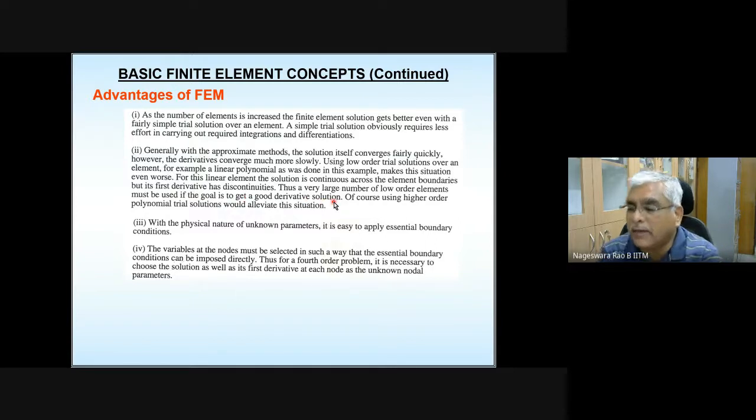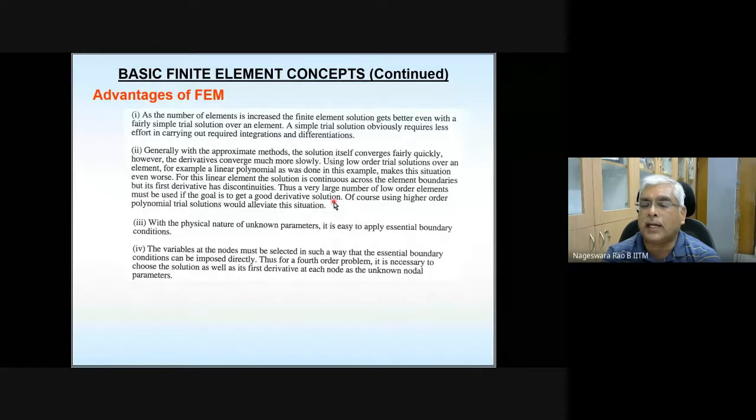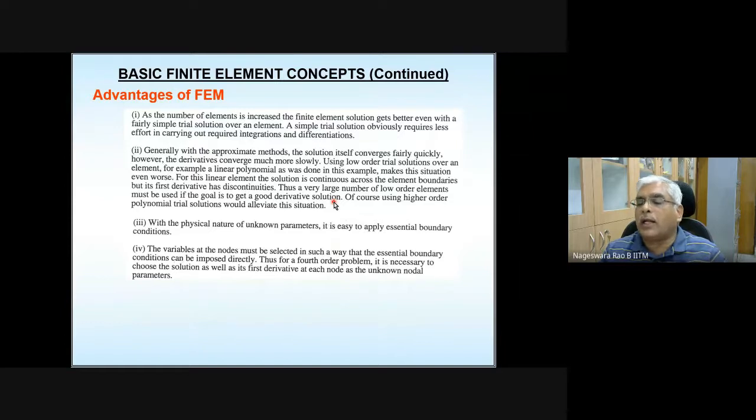What do you mean by derivative solution? If you want to get good approximation for strain, good approximation for stress, if you are using linear elements, you need to use more number of elements. And what is the alternative for this? Of course, using higher order polynomial trial solution would alleviate this situation.